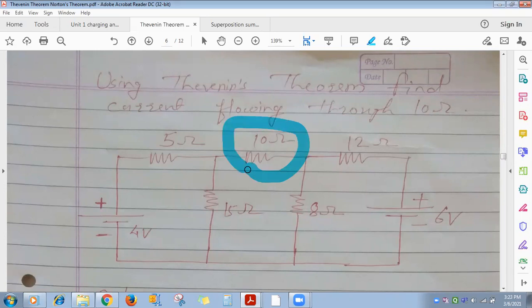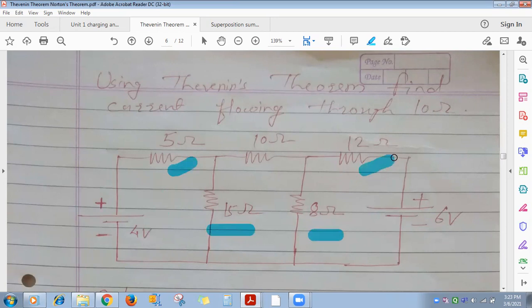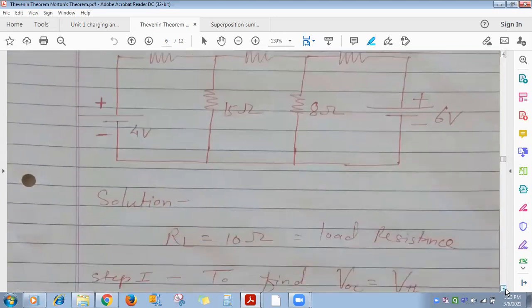10 ohm. Right, 10 ohm. Now, if you observe this circuit, only voltage sources are there, 4 volt and 6 volt. And the rest of the resistances you can see: this is 5 ohm, 15, 8 and 12 ohm. And this one is the load resistance, 10 ohm. So using Thevenin's theorem, you have to find out the current flowing through the 10 ohm resistance.